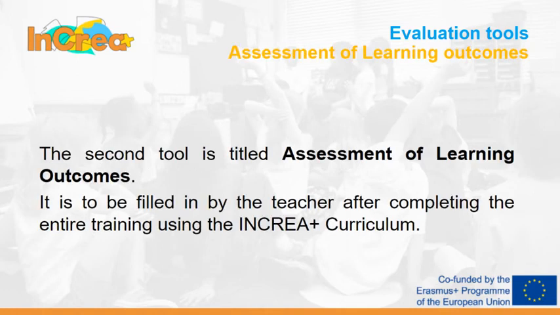The second evaluation tool is titled Assessment of Learning Outcomes. This form is filled in by the teacher after the entire period of using the curriculum has been completed. This period might be a semester or could be considered after the completion of a set number of activities. We recommend a minimum of 4 different activities in order to achieve the desired results.